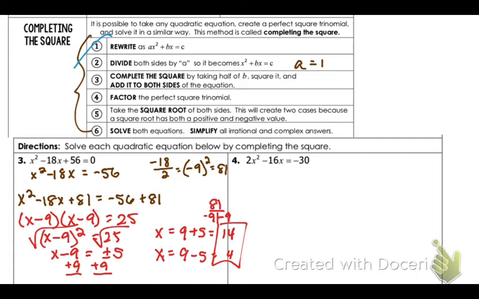Step 2, it says divide everything by a. Your a value here is a 2. Earlier it was a 1. That's why it wouldn't really matter. But now that your a value is something other than a positive 1, it's going to matter. So now this is what we have. We're left with x squared minus 8x is equal to negative 15. So now that you've done that, you're going to complete the square by taking half of b. Half of b, you're taking it from that negative 8. Okay, so go ahead and keep going.